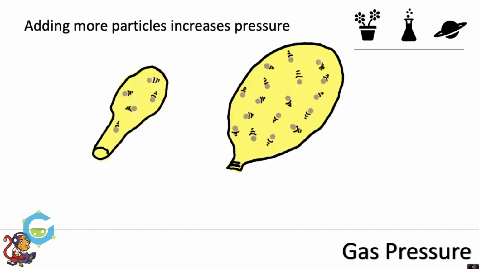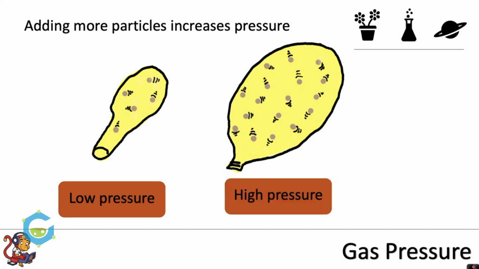Adding more particles increases pressure. So you can start off with a balloon at low pressure with fewer particles inside, meaning a reduced rate of collisions with the outside wall. If you blow into the balloon, you are adding more particles inside, and therefore there will be an increased frequency of collisions with the walls of the balloon. Hence you are increasing the pressure. So when you blow up a balloon, you are increasing the pressure inside the balloon.